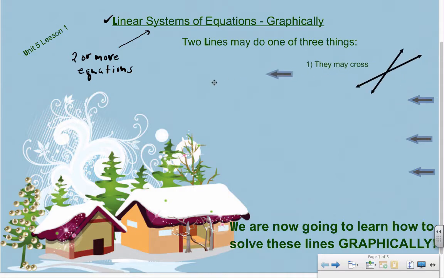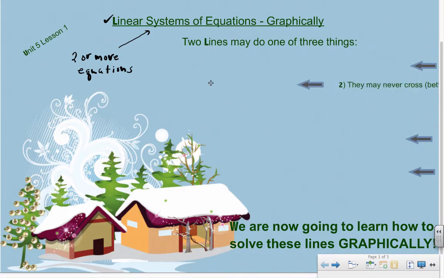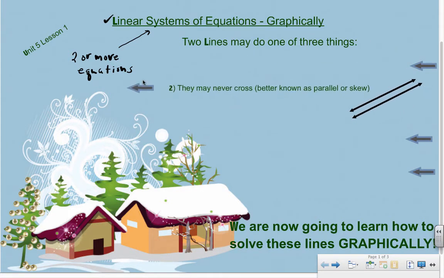The most obvious is that the lines may cross. And if we were solving this, this is the point we're looking for, the point they cross at. Well, that's all well and good, but sometimes they don't cross. You could graph two lines and they could be parallel, or here's a new word, they could be skew.